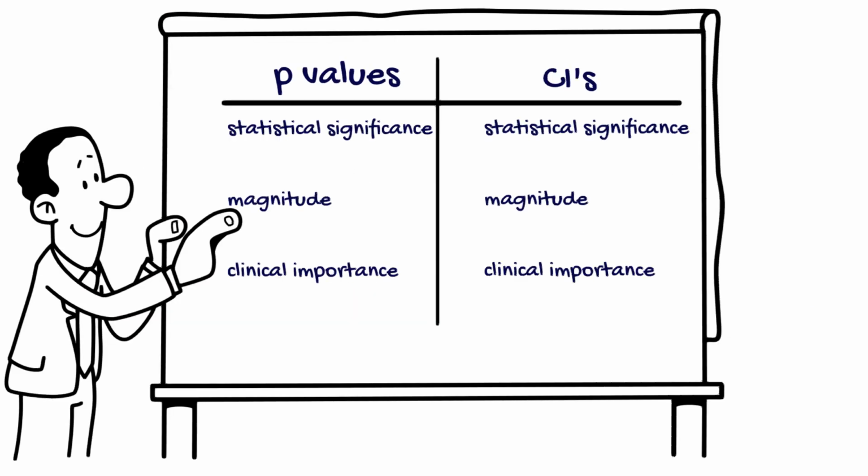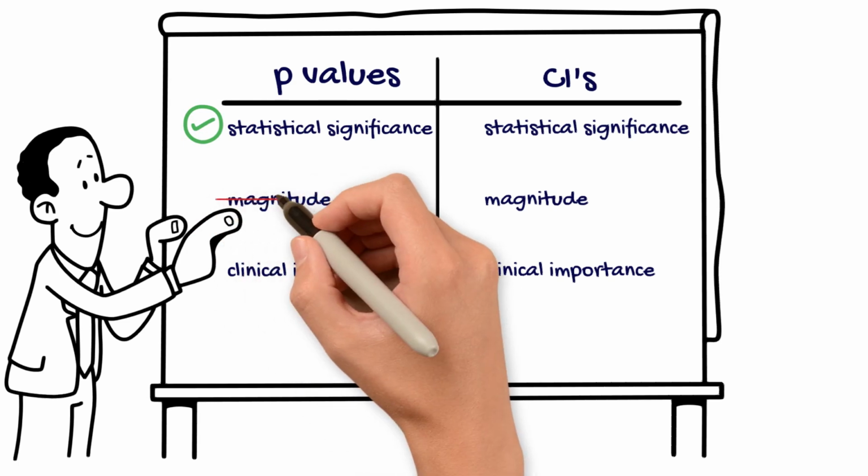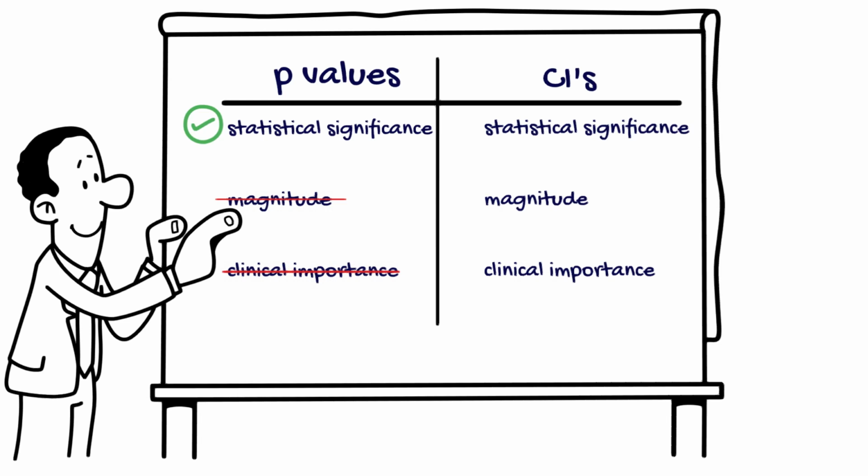While p-values provide a measure of probability that a real effect exists, they do not provide information about the magnitude or clinical importance of that effect. In addition to statistical significance, the confidence interval gives us this information by providing a range of values in which the true effect estimate is likely to fall.